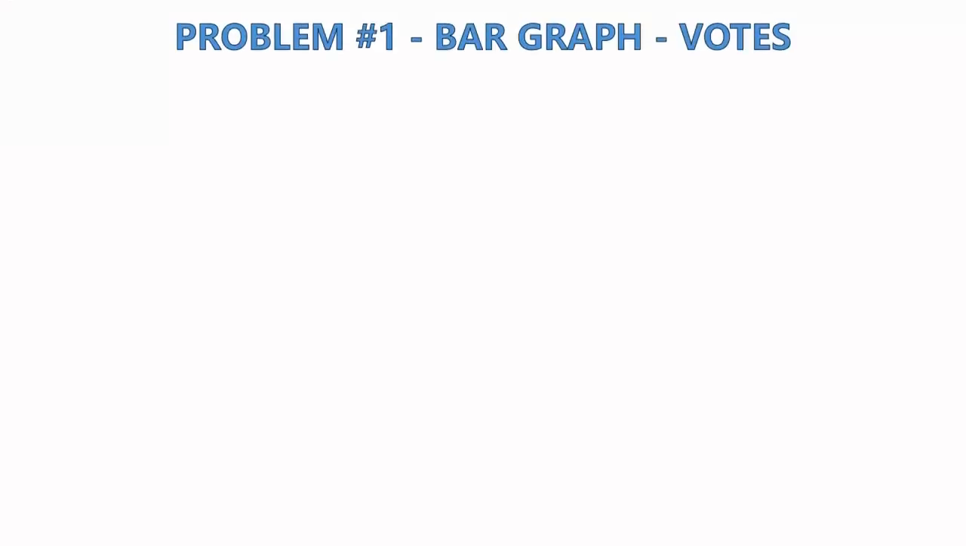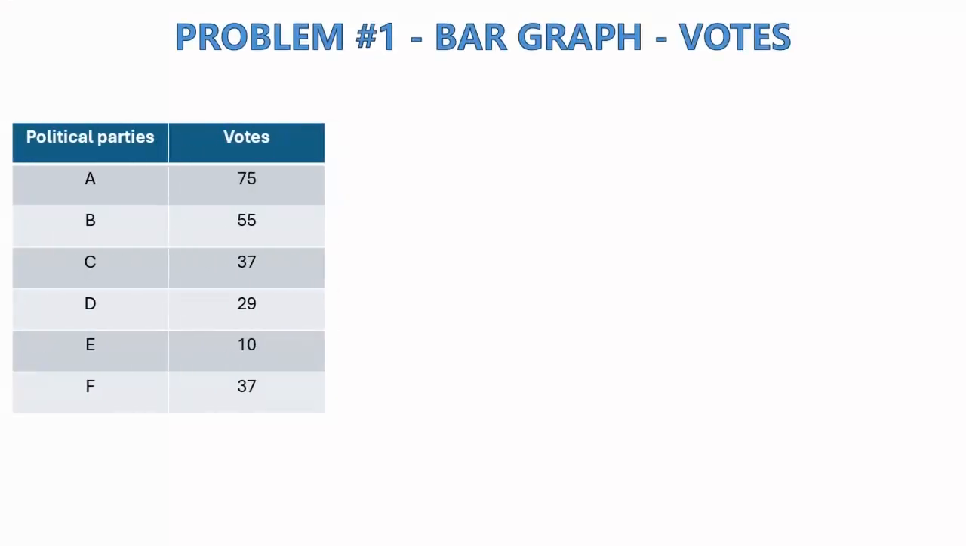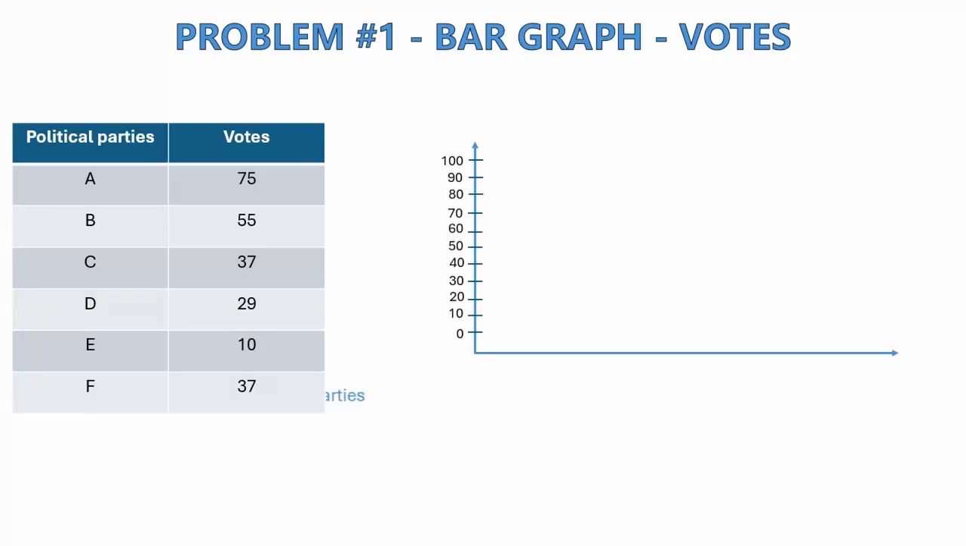Okay, so let's take a first problem, bar graphs for votes. So we have political parties A, B, C through F, and each of them have the votes given in the table. Political party A has 175 votes in the election, B has 155, and so on and so forth. So this can be visualized in a bar graph. So basically political parties are on the x-axis and votes are on the y-axis.